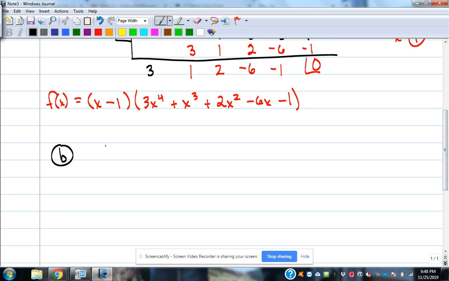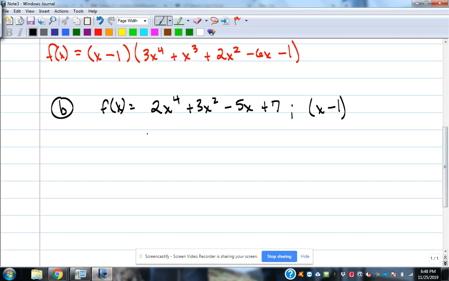So example B, let's take the polynomial 2x to the fourth plus 3x squared minus 5x plus 7. We're going to check x minus 1 on it and see if it's a factor of that polynomial. If it is, it'll break it down a little bit. If it isn't, then we have to do something else, and we'll learn how to do that as we go through this evening.